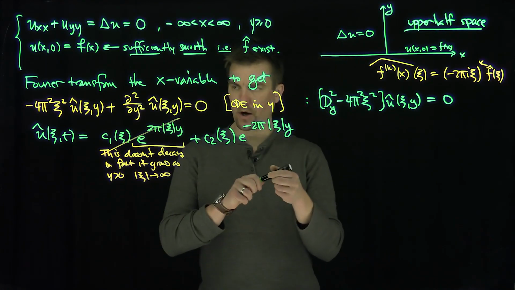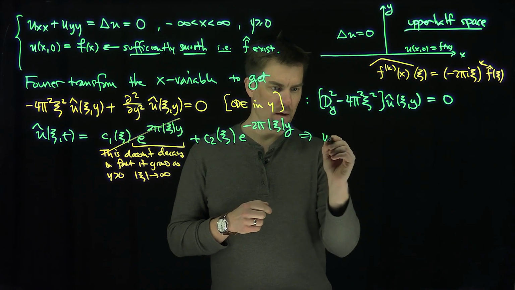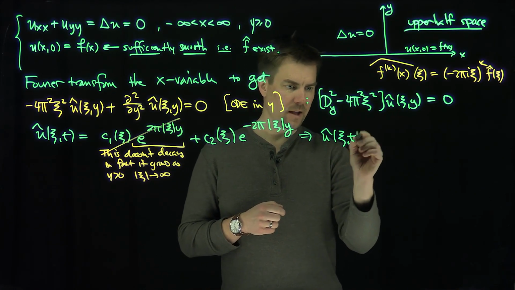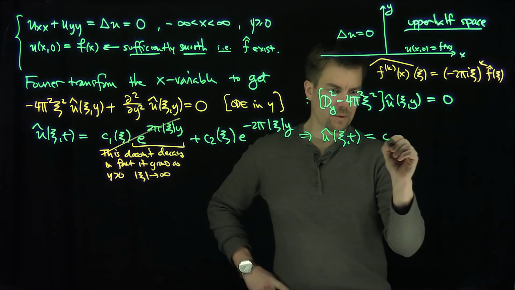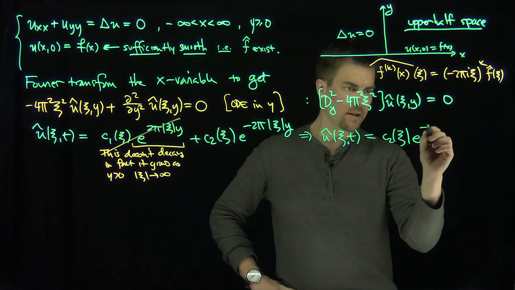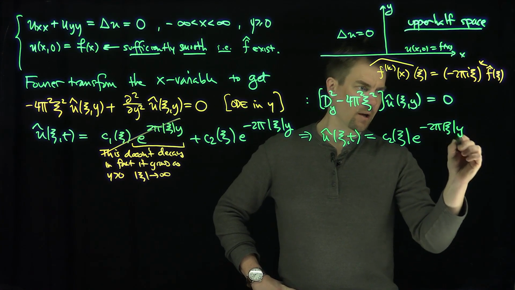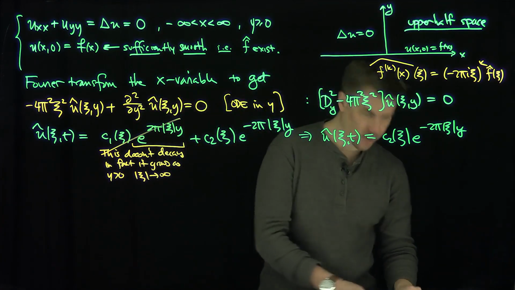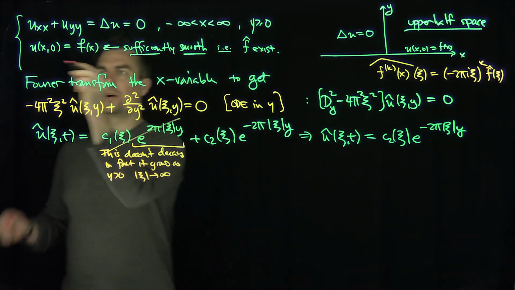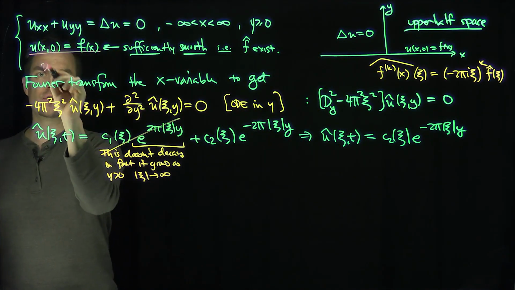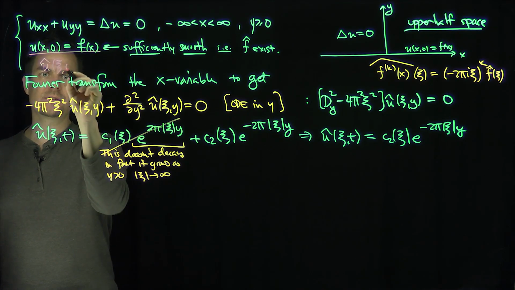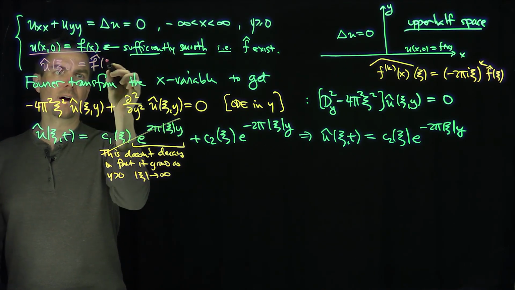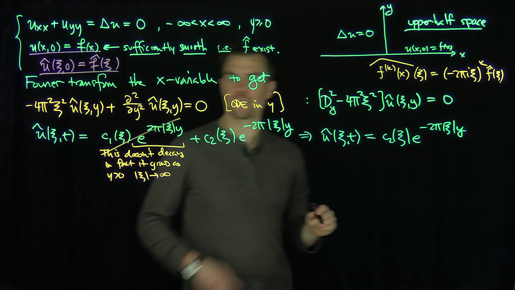So there's our function. Our u hat of xi and y is just going to be c2 of xi e to the negative 2 pi modulus xi y. Okay, great. Now, of course, we wanted the Fourier transform to exist for a particular reason. If I Fourier transform this initial condition over here, I get that u hat of xi and 0 is f hat of xi. That's my initial condition with the Fourier transform.